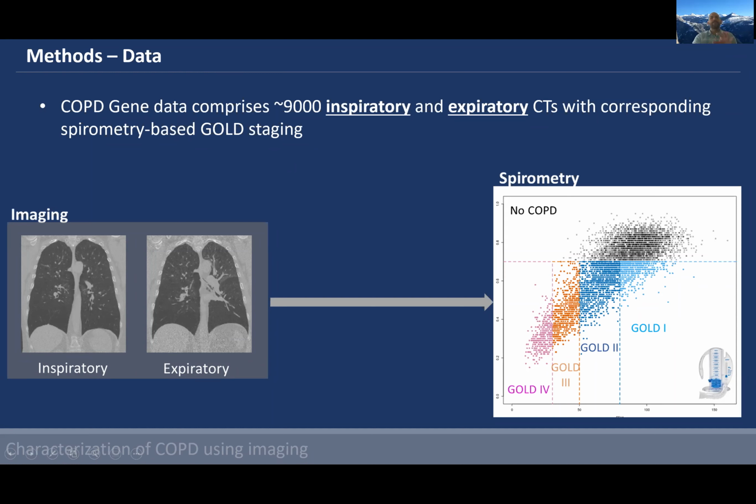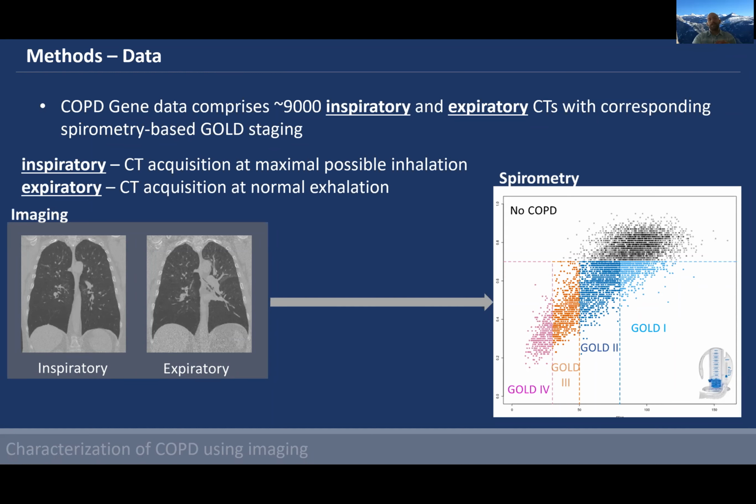Now, just to define what inspiratory and expiratory images are. A CT acquisition when the patient maximally inhales is an inspiratory image. Then when they normally exhale, that is an expiratory image. So we're going to use these two types of images to predict this diagnosis.